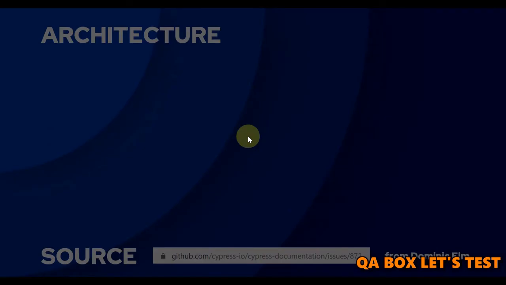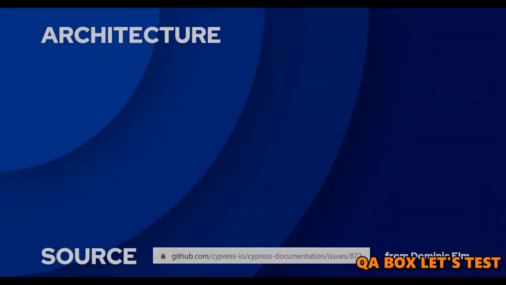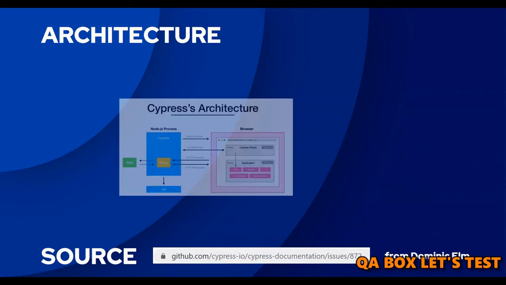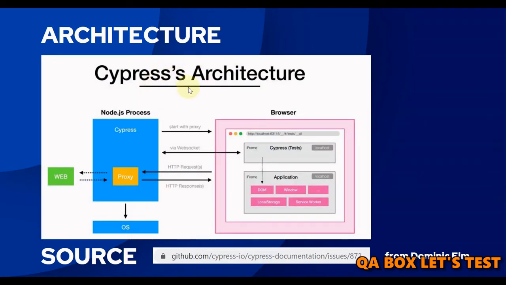Now let's see the architecture of Cypress. The image that you're going to see next I have copied from again this particular GitHub Cypress issue, and people mention that this is provided by Dominic M. So thanks Dominic, it's a great image. So this is the architecture diagram of Cypress.